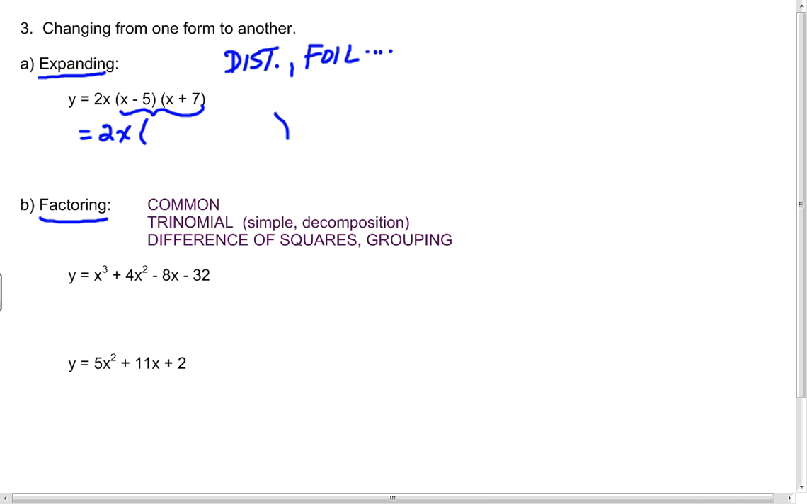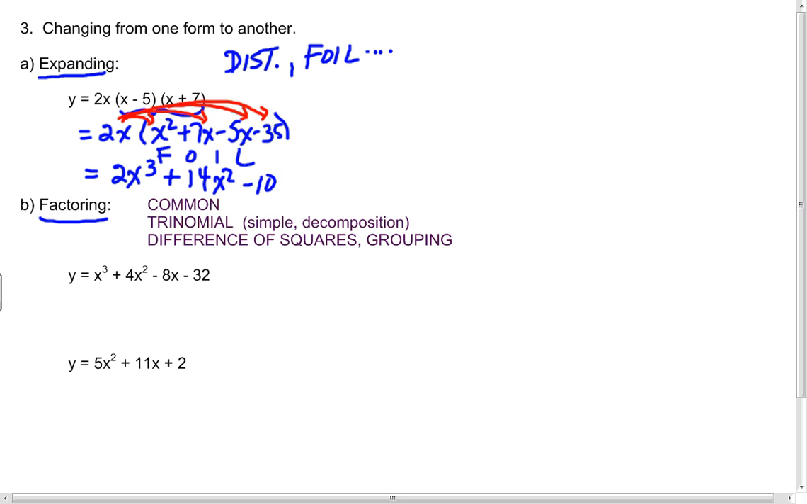X minus 5 times x plus 7: firsts would be x squared. Outside is 7x. Inside is minus 5x, minus 35. Now I'm going to do distributive law: 2x times each one of those terms. And then simplify. 2x cubed plus 14x squared minus 10x squared minus 70x. Final answer, 2x cubed plus 4x squared minus 70x.